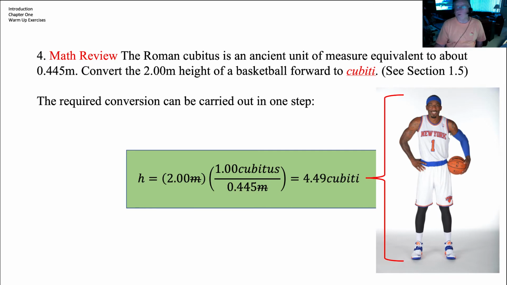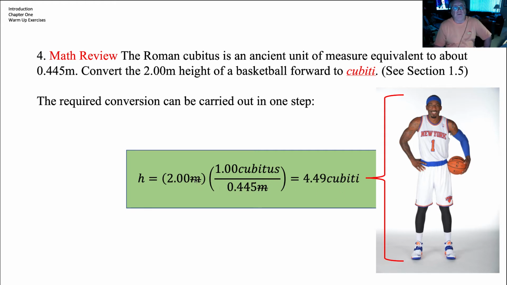So, very simple problem here where all we have to do is apply the unit conversion and come up with the answer. So the conversion in this case can be carried out in one step. We're going to let h equal the height of the basketball forward, who stands at 2 meters high. The conversion factor from cubitus to meters is 1 cubitus is equal to 0.445 meters, which ends up giving us 4.49 cubits.